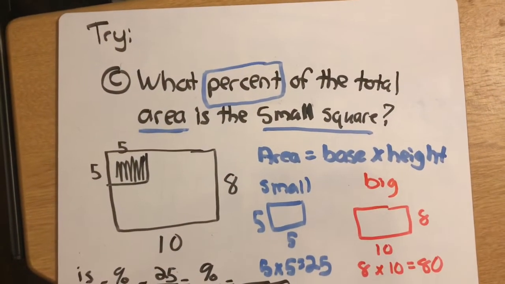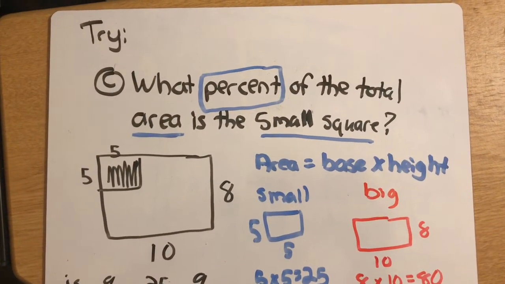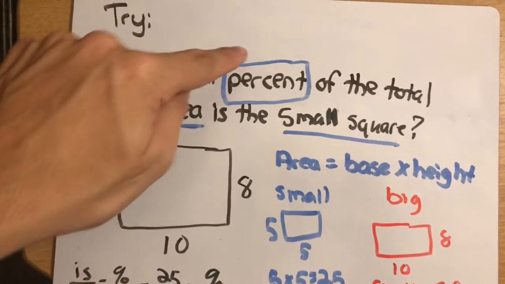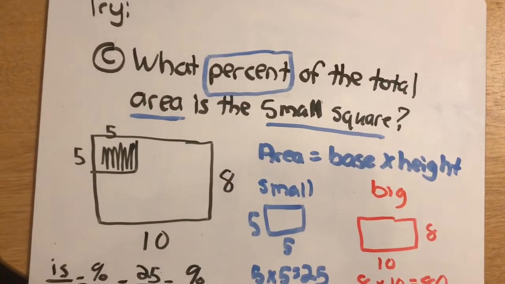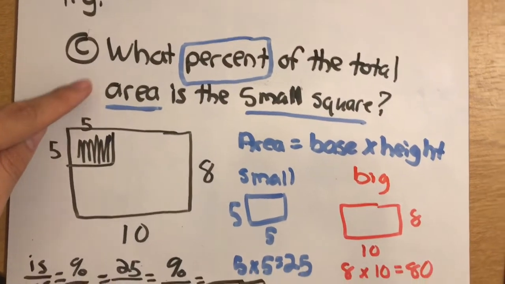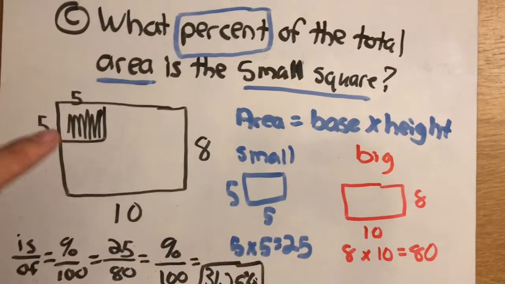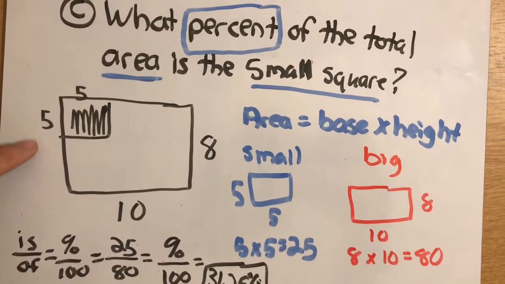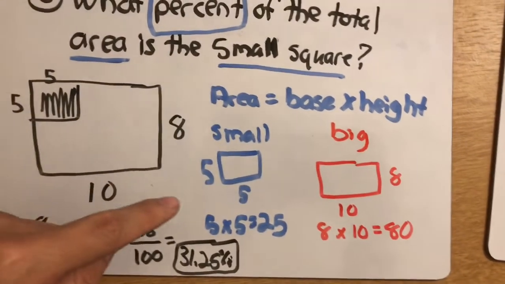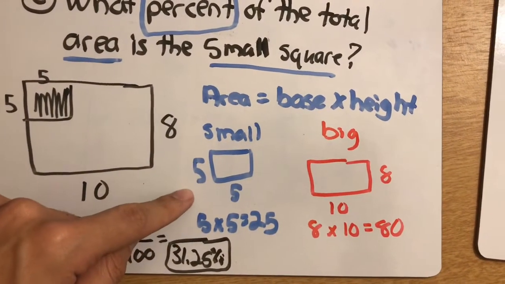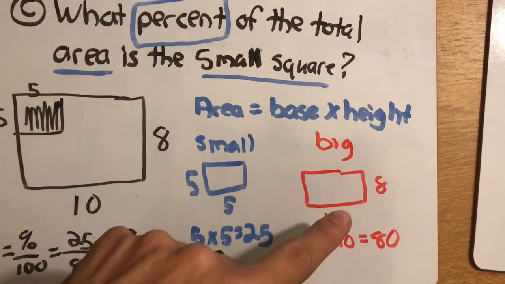It's time to see how you did. So the first thing you should do with a problem like this is identify keywords in the problem. So I identified percent, area, and small square. With this, I know I should start with the area. And I know that the area of a rectangle is base times height. So I look at my small square and see the dimensions are 5 by 5, and the big square is 8 by 10. So I do 5 times 5 to give 25 for the area of the small square, and 8 times 10 for the area of the big square.